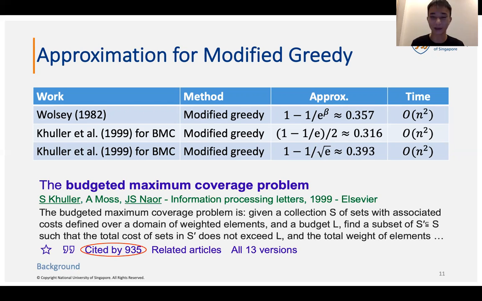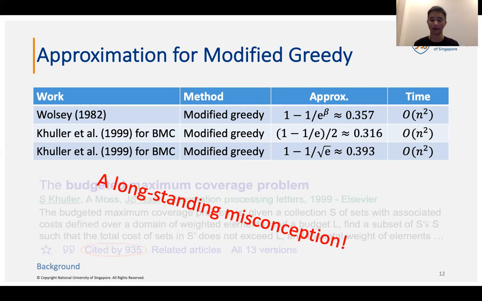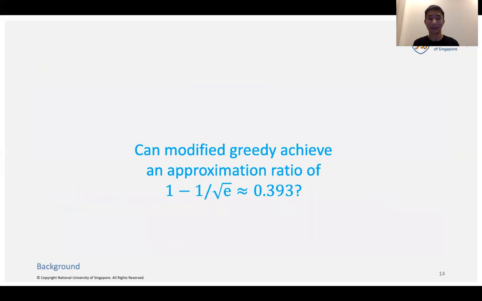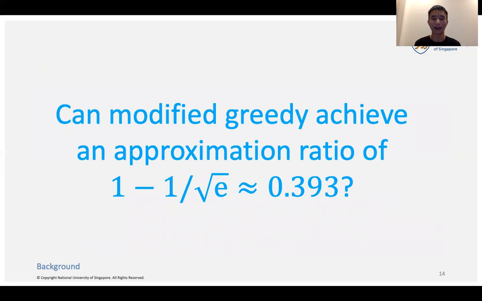But unfortunately, there is a long-standing misconception. After another 20 years, people found that the proof for this factor is wrong. How disappointed people were, because many people thought this factor was no doubt correct, but today we find that it is wrong. So a very important question comes: is this factor still valid for this algorithm? Although their proof is wrong, is the factor correct?